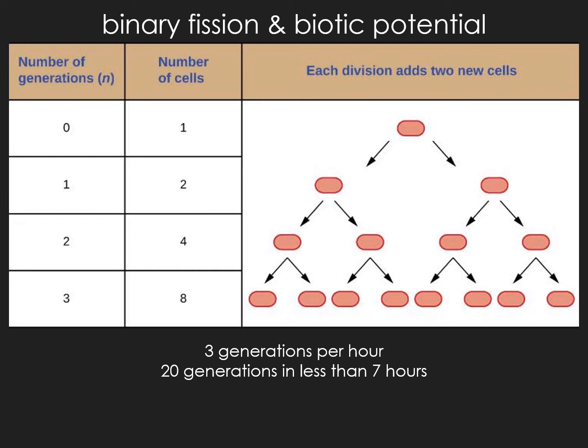So the biotic potential of prokaryotes is not due to the fact that they can have multiple offspring during a reproduction event. The biotic potential of microorganisms is due to the fact that they undergo these binary fission reproductive events so very quickly. And that's not true for all microorganisms.